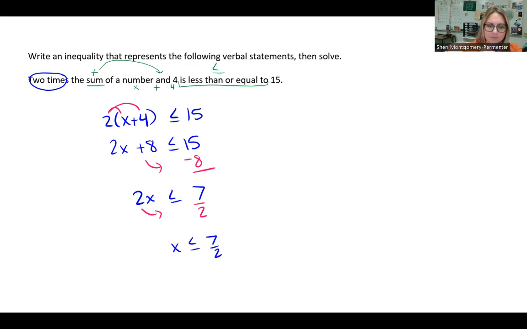My answer is going to be this. And I'm going to create my own number line, even though it's not here. So when they don't divide, you leave it as a fraction? You just leave it as a fraction.